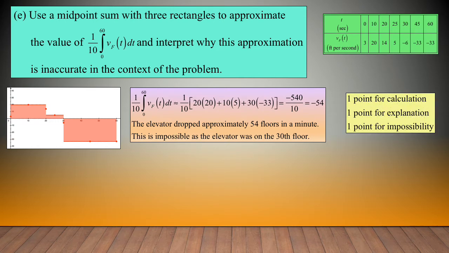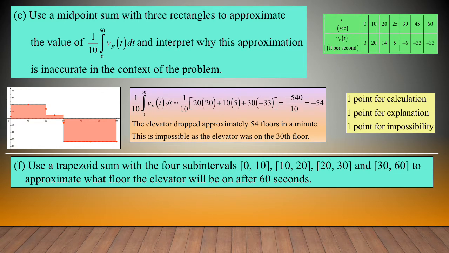Here is the allocation of points for this problem. 1 point for the calculation of the integral, 1 point for the explanation of what the integral represents, and 1 point for the explanation that it is impossible for the elevator to drop 54 floors. In F, you are asked to use a trapezoid sum with the four intervals 0 to 10, 10 to 20, 20 to 30, and 30 to 60 to approximate what floor the elevator will be on after 60 seconds.